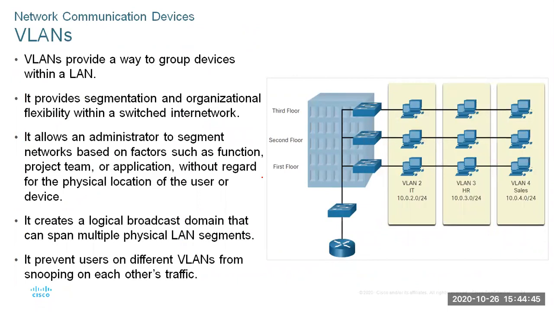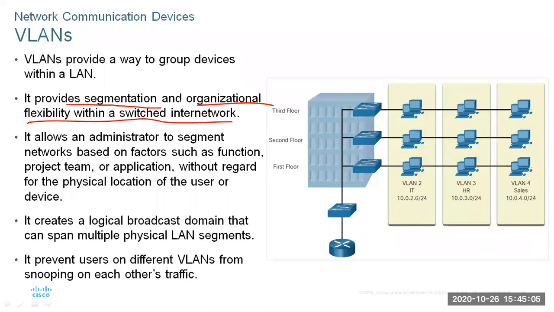VLANs. What is a VLAN? A VLAN is a virtual network. And what does it do? It provides network segmentation and organizational flexibility within a switched internetwork. That is what a VLAN does.